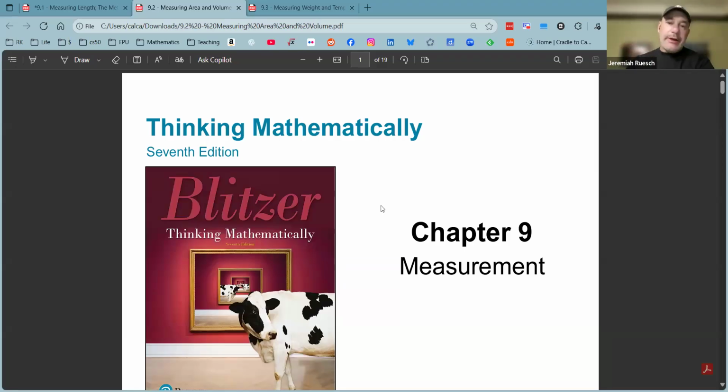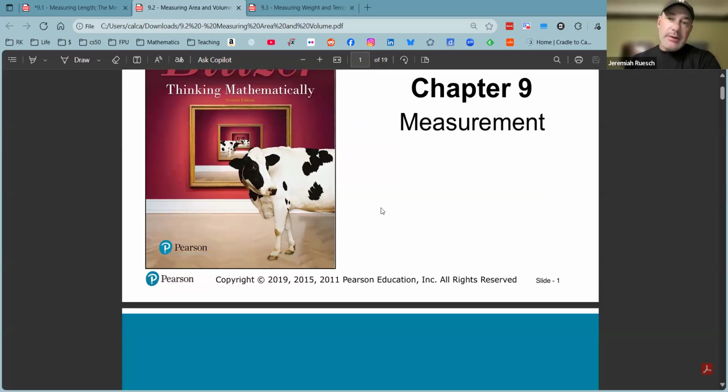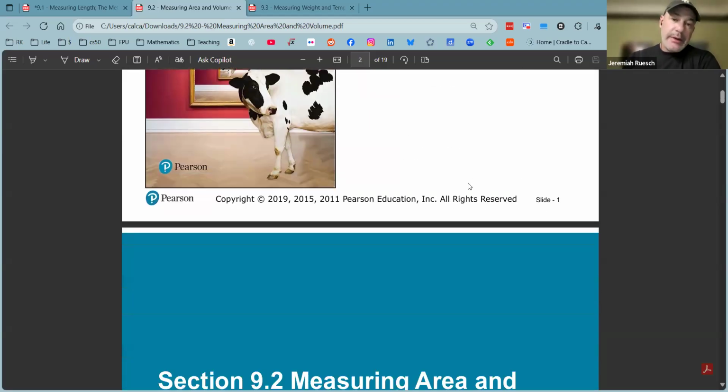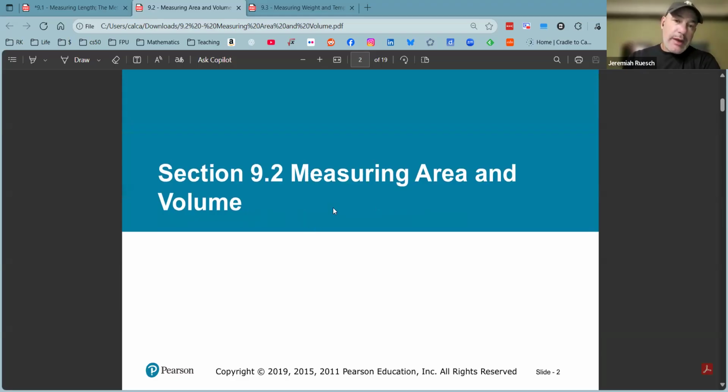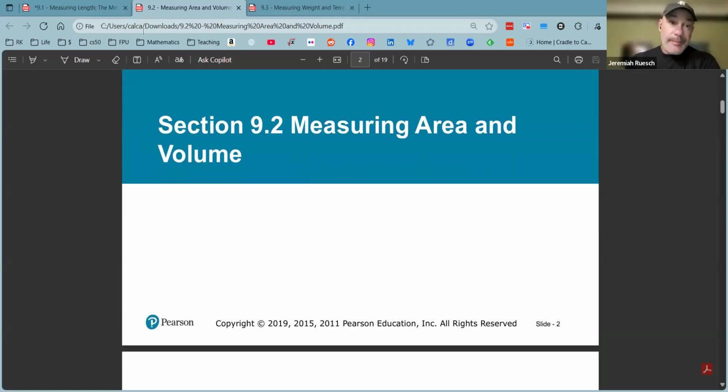So we're continuing in chapter 9, and this is the next section on the idea of measurement. And so in this section, we're going to be looking at measuring area and volume.